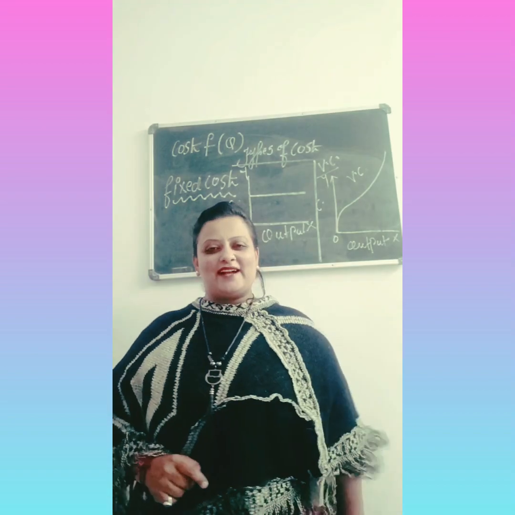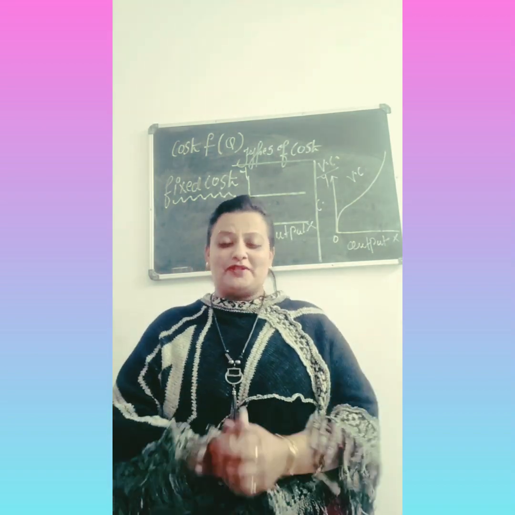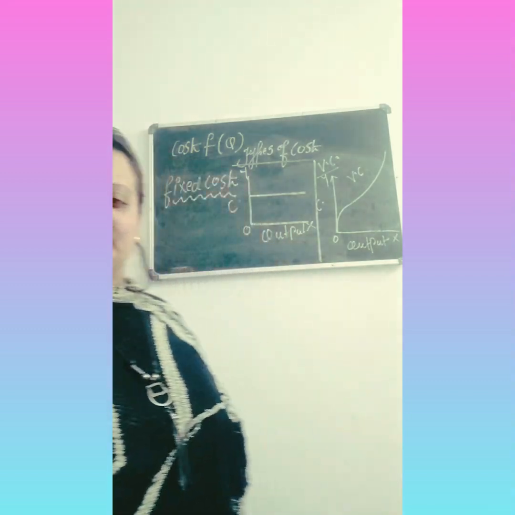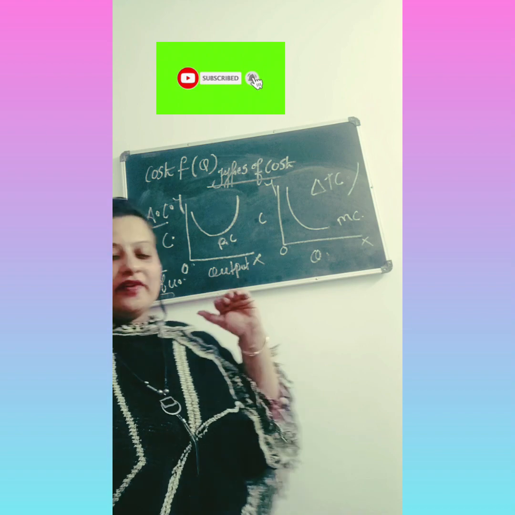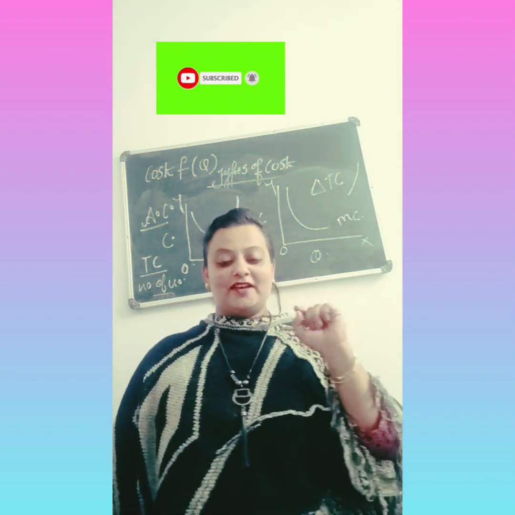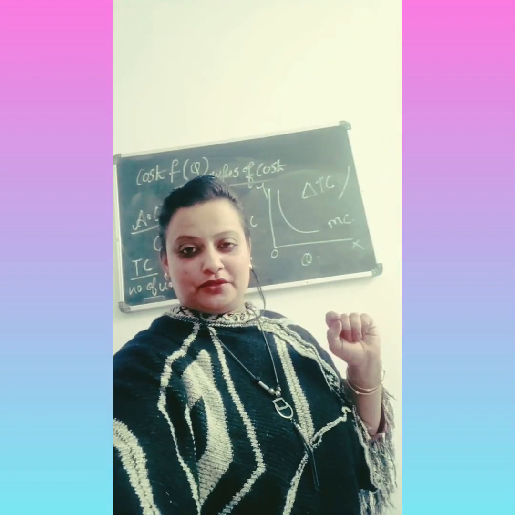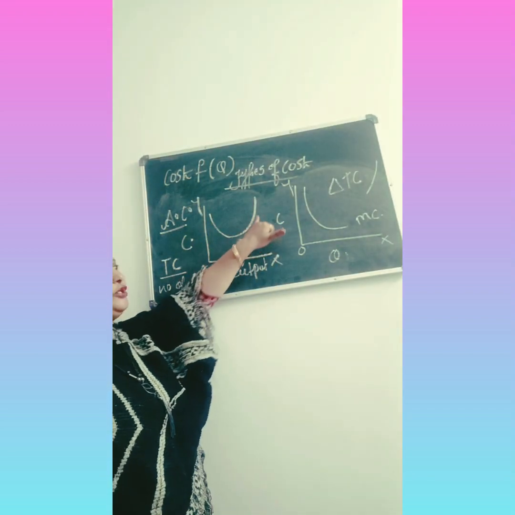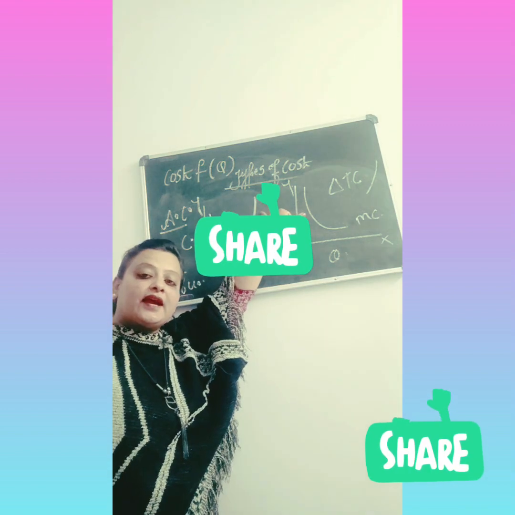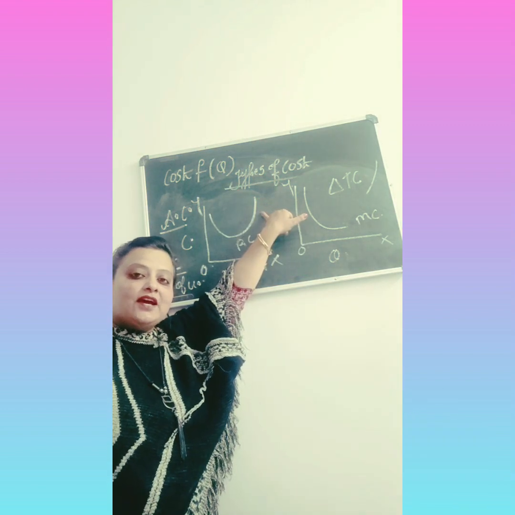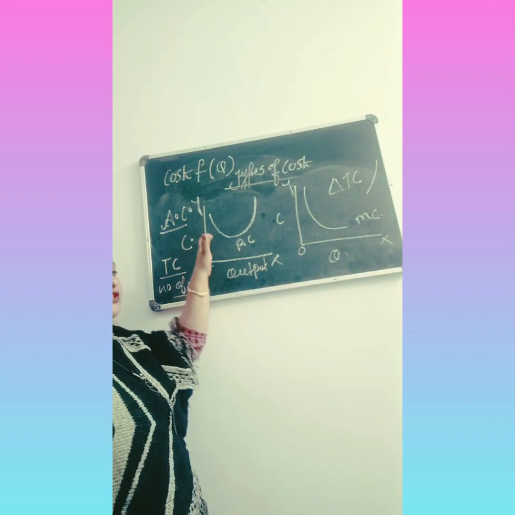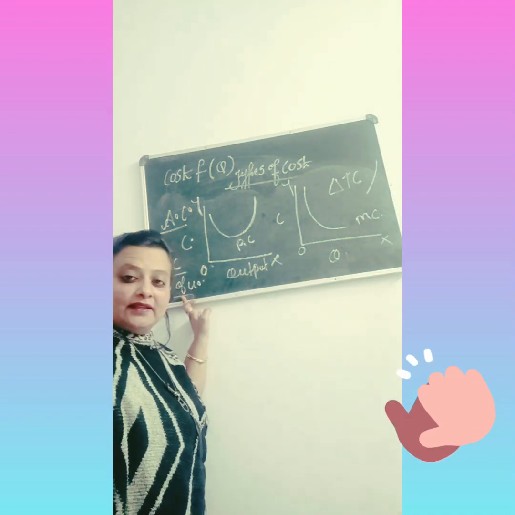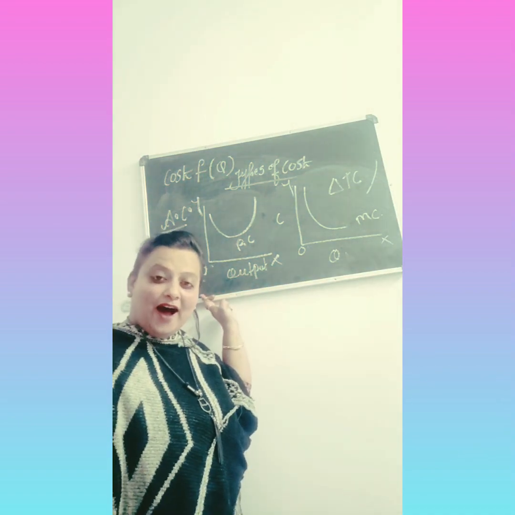Now the next diagram is the average cost. As I have already told you, the curve of the average cost is just like a U shape. See, now we will talk about the average cost curve. As I have already told you, the average cost curve is known as a U shape. It is known as the rectangular hyperbola. Why? Because average cost is calculated by the total cost divided by the number of units of the output.